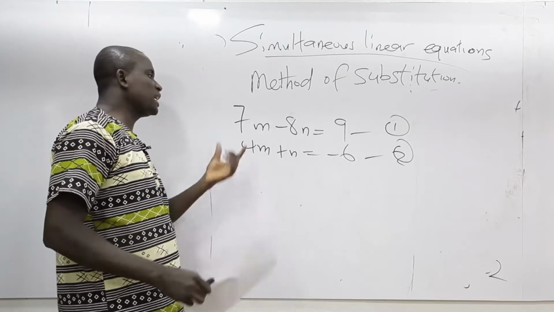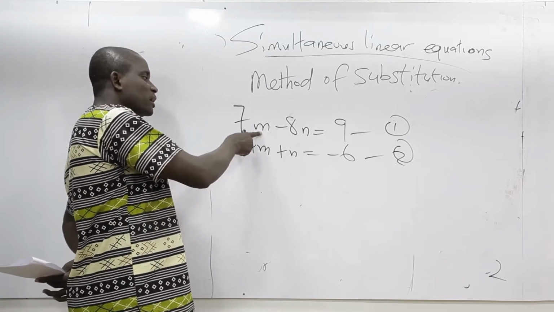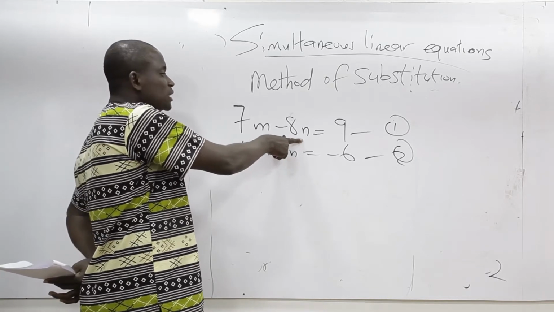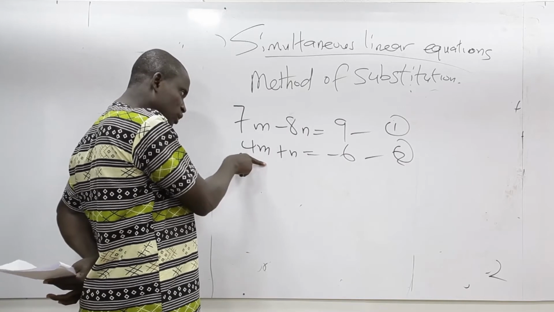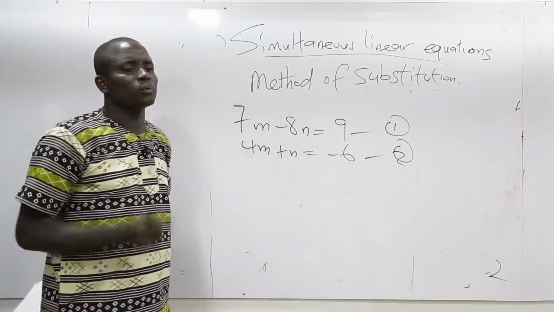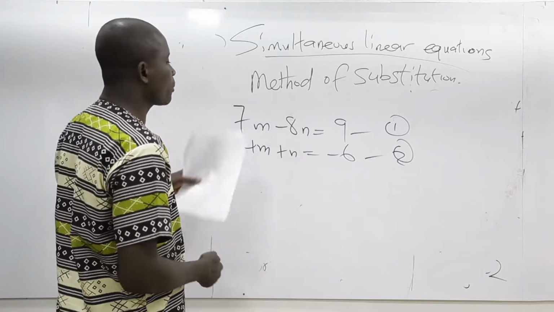Look at it carefully. You see that here there is a coefficient of 7 attached to the M, and a coefficient of negative 8 attached to the N. This is already a constant. Here there is 4m, with 4 attached to the m, but this n is standing alone. So it will be ideal that we make it the subject from here. So look at what I'm going to do.